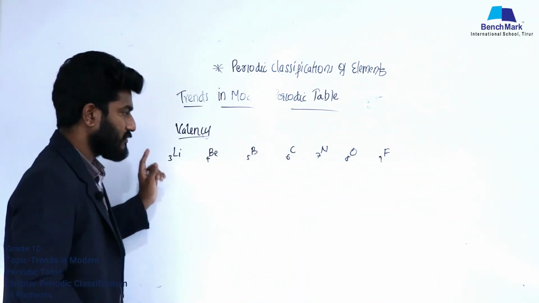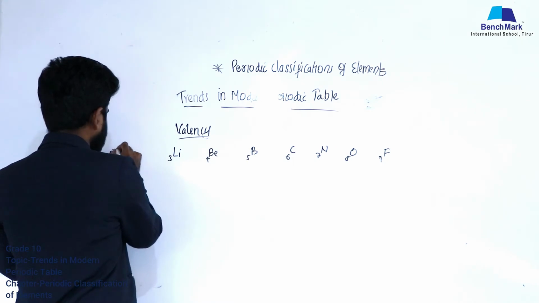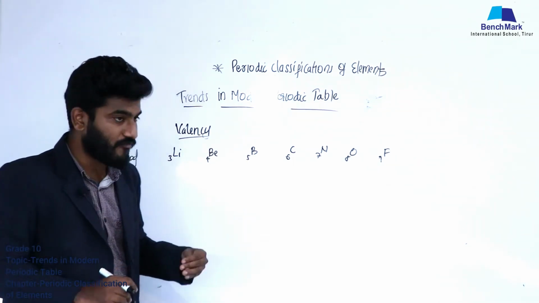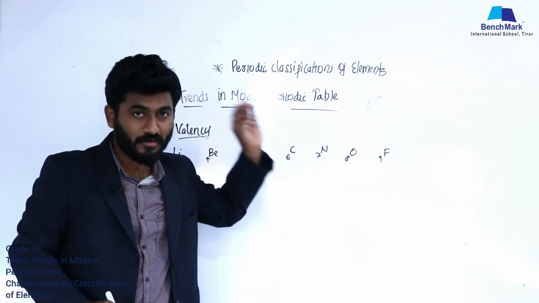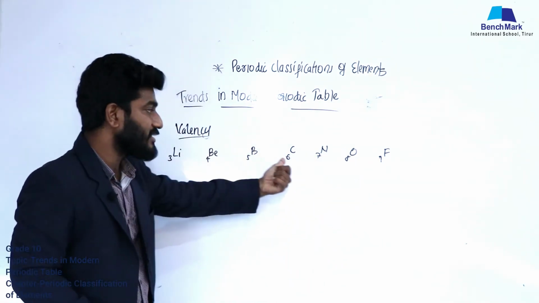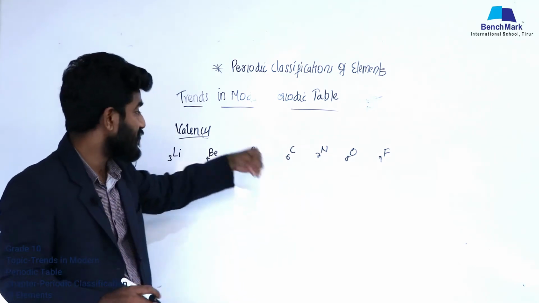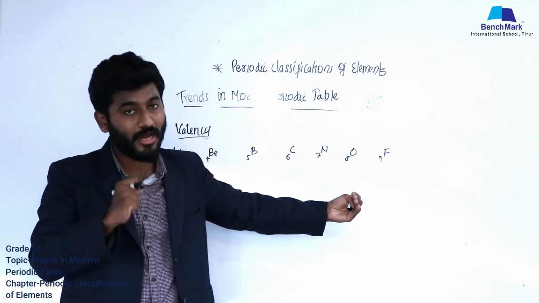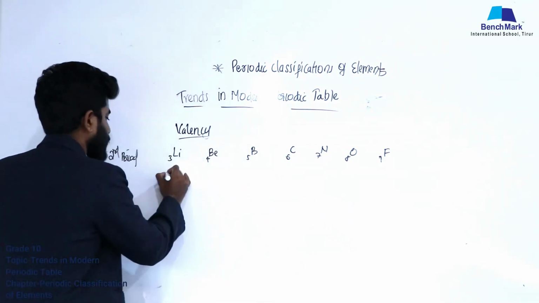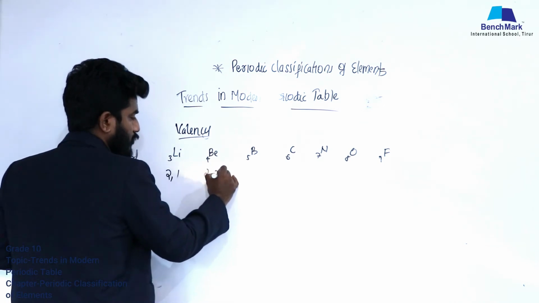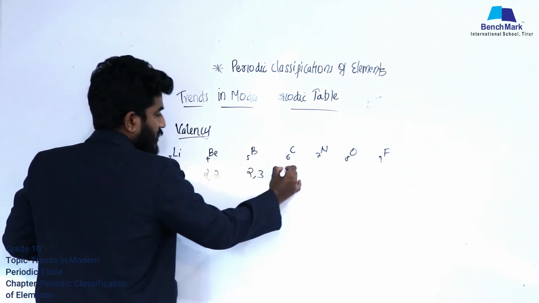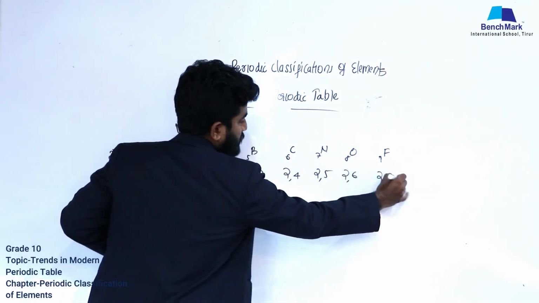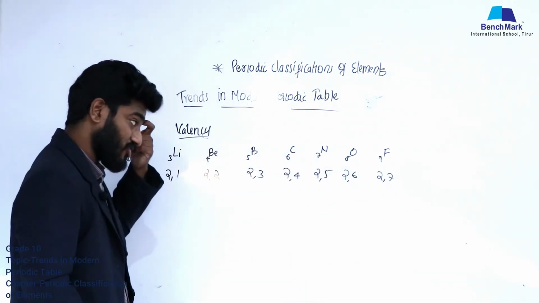Listen, this is the second period, right? If you move from left to right, this will be the trend. And what happens to the valency if you move from left to right? In order to get the trend, what do you have to do? Write the electronic configuration. It will be 2 1, 2 2, 2 3, 2 4, 2 5, 2 6 and 2 7. This is the electronic configuration.